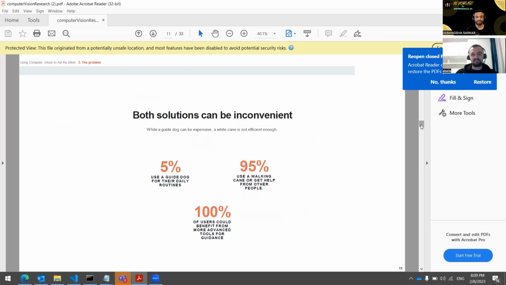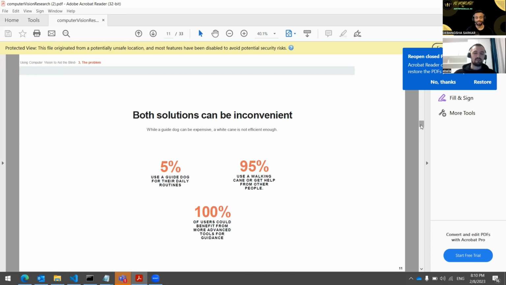Yeah, so as I said, both solutions are a bit inconvenient. A guide dog can be expensive, and a walking cane is not efficient, and it doesn't provide sufficient support, let's say. And as a statistic, 5% of, let's say, VIPs use a guide dog for their daily routine. So they use a guide dog to basically do their daily activities, and the other 95% just use a walking cane or get help from a relative or a close person.